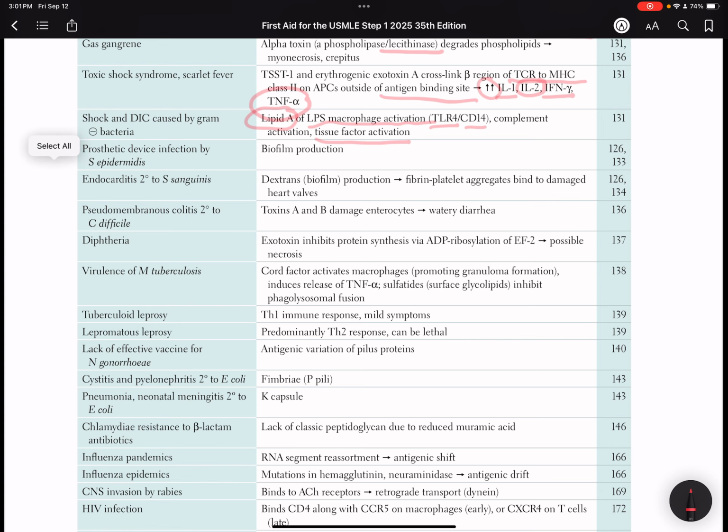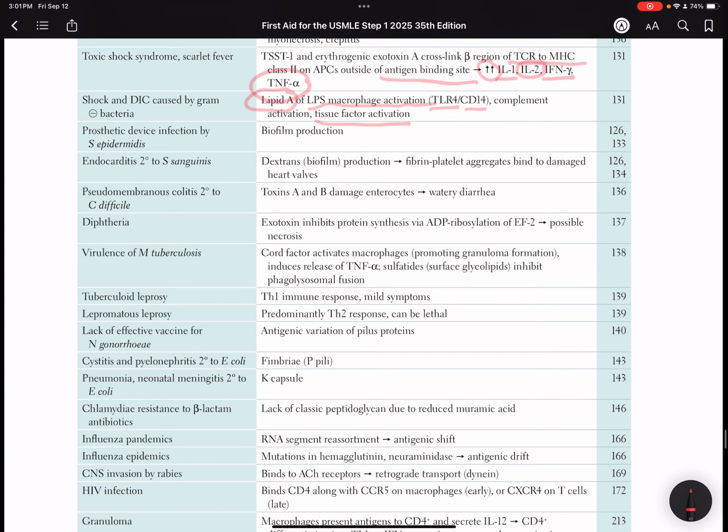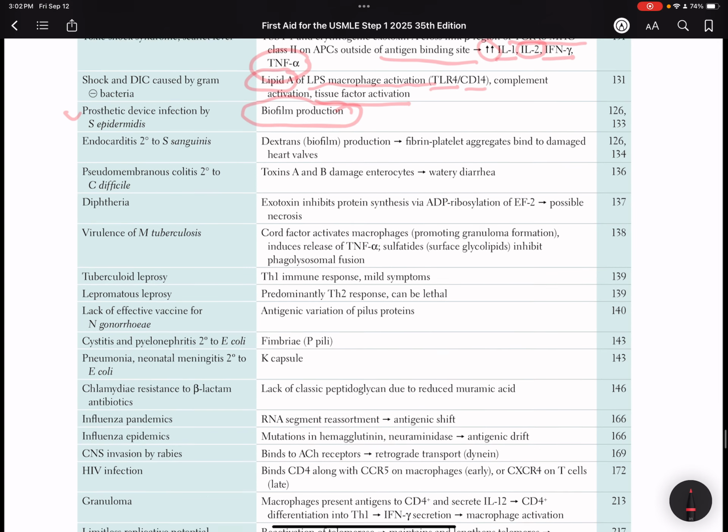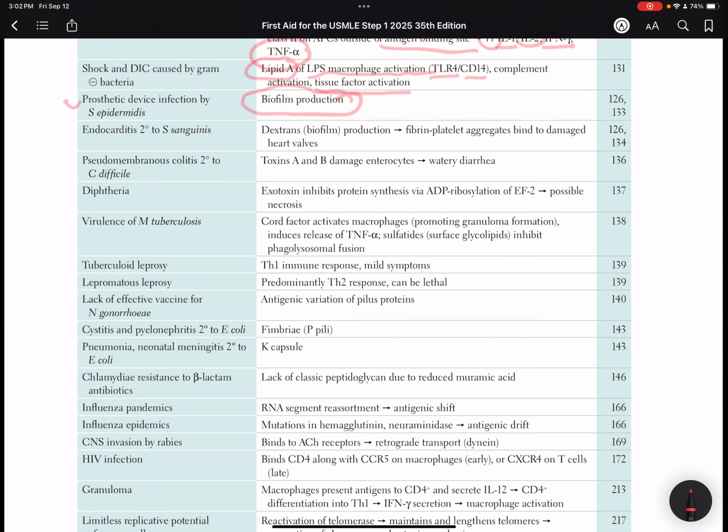Next condition is prosthetic device infection by S. epidermidis. Prosthetic device infection by S. epidermidis. Mainly biofilm production around the prosthetic device causes infection. Next condition is endocarditis secondary to S. sanguinis. This is because of dextrans biofilm production. Fibrin platelet aggregates bind to damaged heart valves. This is what causes endocarditis.